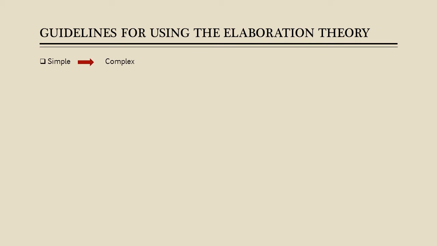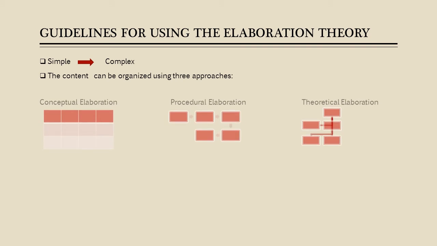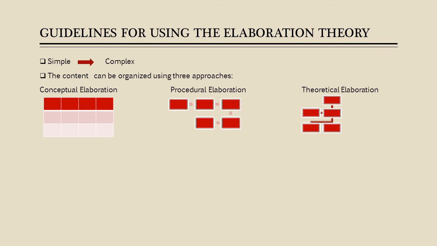All instruction should begin with a simple overview of the content, followed by a more detailed view. The content should be organized using one of the three approaches given. Conceptual elaboration is the best for science lessons. Procedural elaboration is used when the concepts are sets of events or actions that lead towards an end. This structure would work well for experiments or math lessons. Theoretical elaboration is used when concepts have a cause and effect relationship. This would work very well for history lessons.